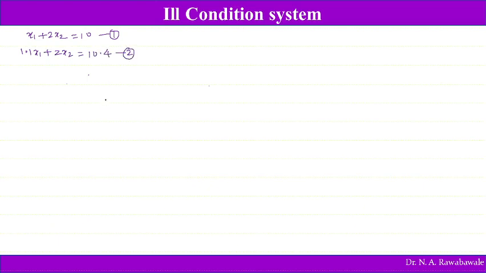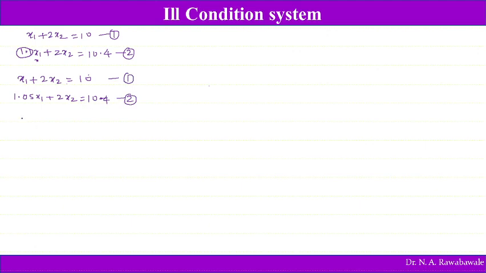Now we want to make a very minor change in this equation. The coefficient of x1 in the second equation we want to change. So here we'll have a new set of equations such as x1 plus 2x2 is equal to 10, and in place of 1.1, a very minor change, we make it 1.05 x1 plus 2x2 which is equal to 10.4. So now we consider this as equation number 1 and this as equation number 2, and we try to find out its solution.